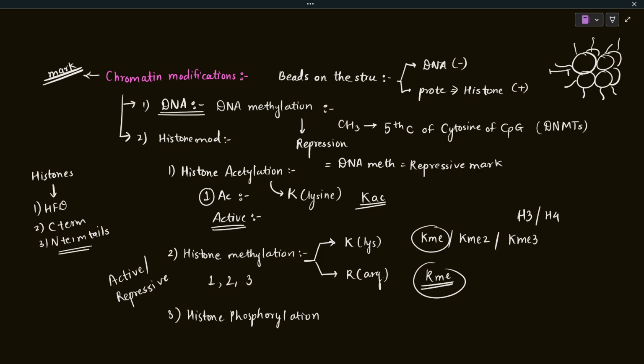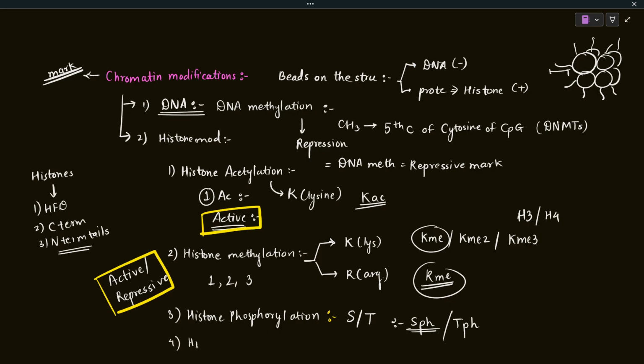We will learn about all those different marks, active marks as well as repressive marks, when we discuss histone methylation in detail. So histone acetylation is always an active mark, so let's mark it in a different color. Histone methylation can be an active or repressive mark, while histone phosphorylation is done on the serine or threonine residues, and it is written as SPH or TPH. This is how we write it. The next modification is histone ubiquitinylation.